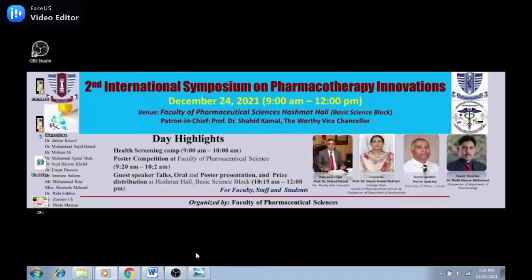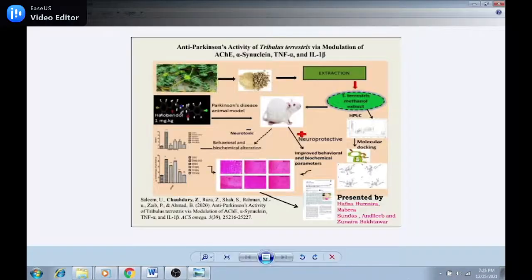RNA expression levels of interleukins, alpha-synuclein, tumor necrosis factor alpha, and acetylcholinesterase in the treated groups. It is concluded that TTME has potential to ameliorate the symptoms of Parkinson's disease.